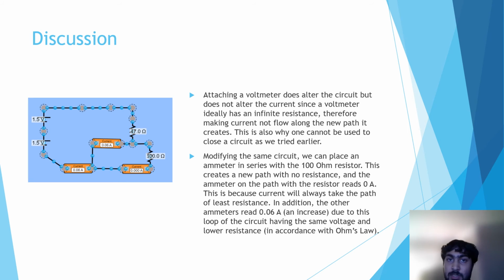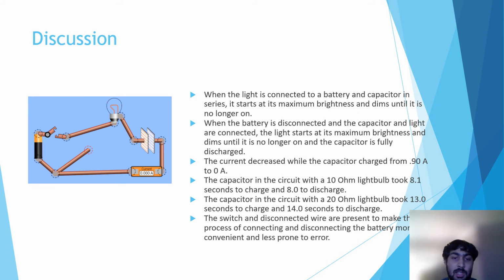The circuit on the left was used to determine how a capacitor charges. When the light is connected to a battery and capacitor in series, it starts at its maximum brightness and dims until it is no longer on. When the battery is disconnected and the capacitor and light are connected, the light starts at its maximum brightness and dims until it is no longer on and the capacitor is fully discharged. The current decreased while the capacitor charged from 0.90 amps to 0 amps.